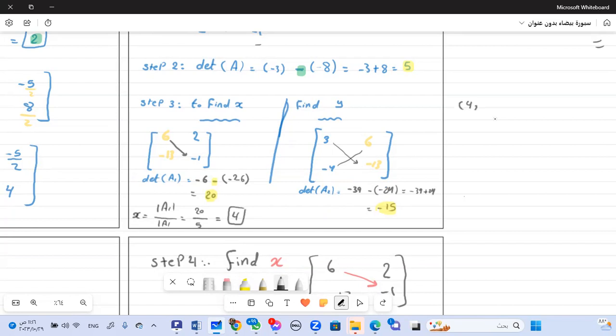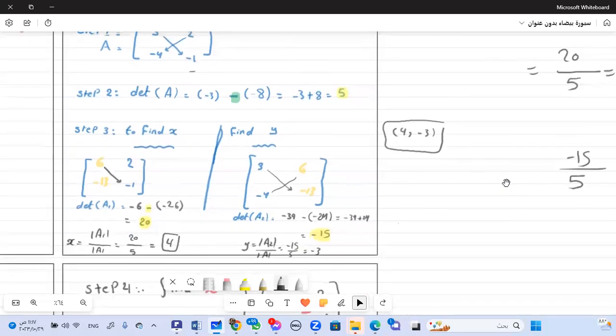The next one, negative 15. To find y by the same way, the determinant of A2 over the determinant of A. So it will be negative 15 over 5. So it will be negative 3. So this will be the final answer as the ordered pair, 4 and negative 3. But you put this sign, the absolute value sign. It represents the determinant, not the absolute value. This is not the notation of the determinant. Okay, so the solution, and the final answer is a coordinate pair.